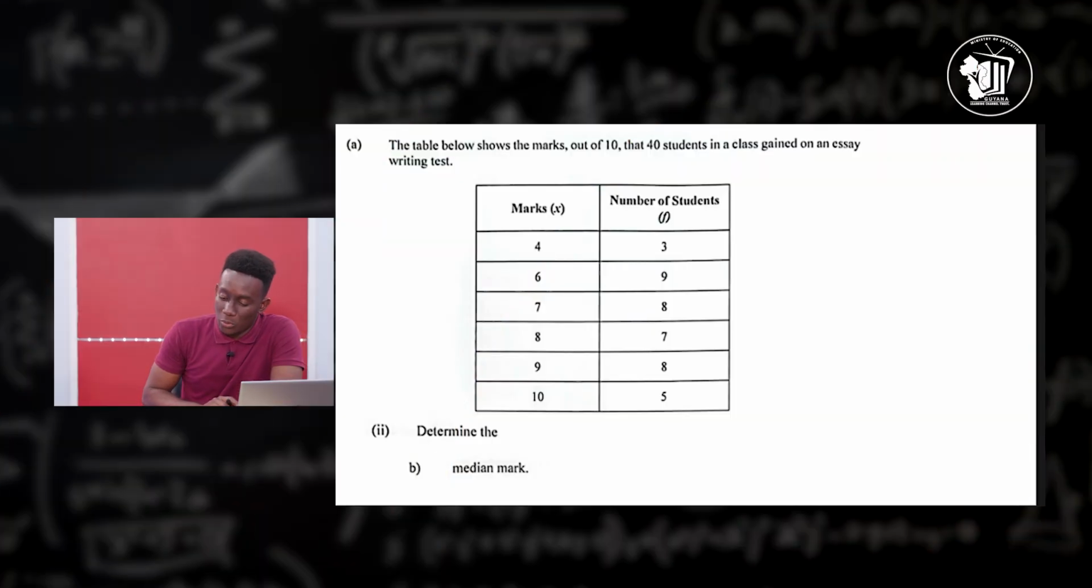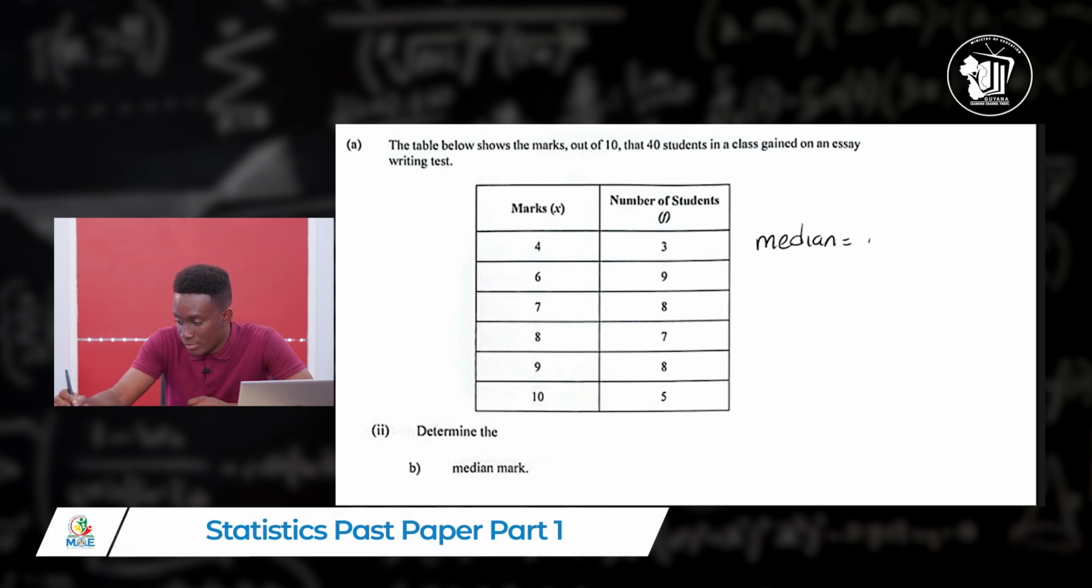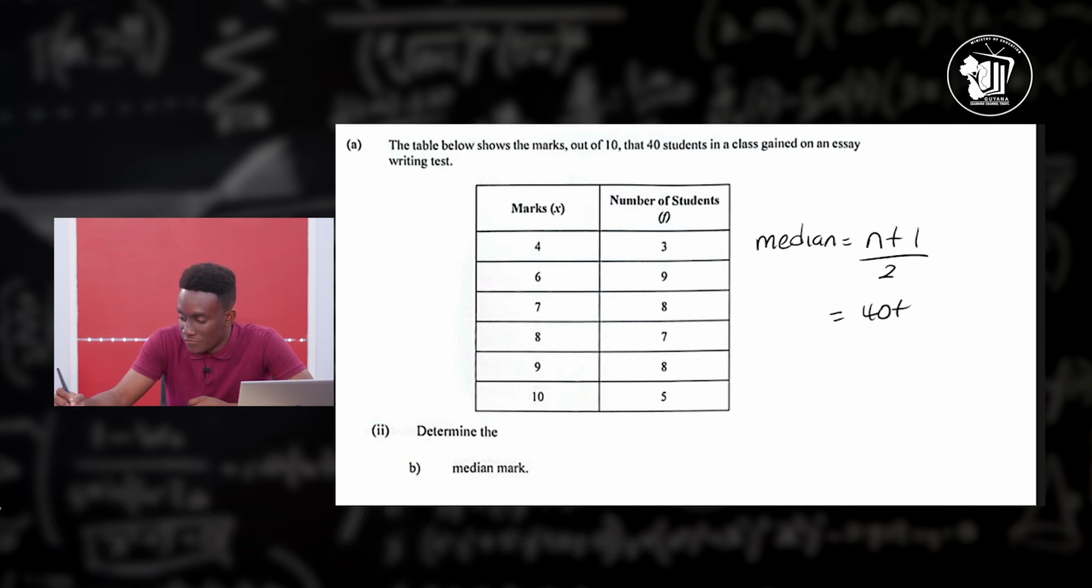The next one says, determine the median mark. The median mark would be the middle mark. For the median, the position is n plus 1 divided by 2. In this case, we had a total of 40 students, so it's 40 plus 1 divided by 2, which is 20.5. So this will be between the 20th mark and the 21st mark. This is where we'll find the median, right in the middle between these two.